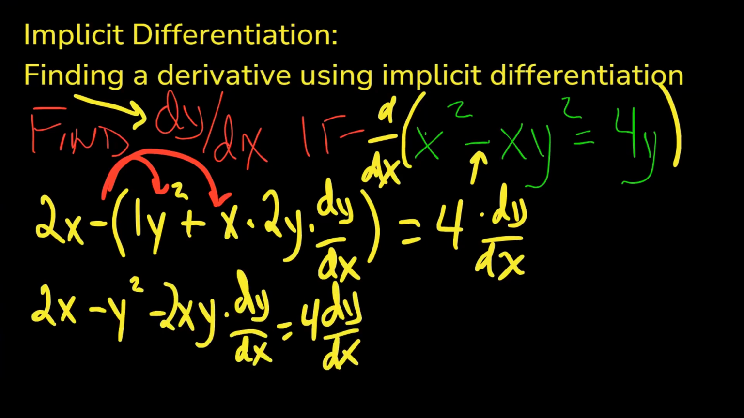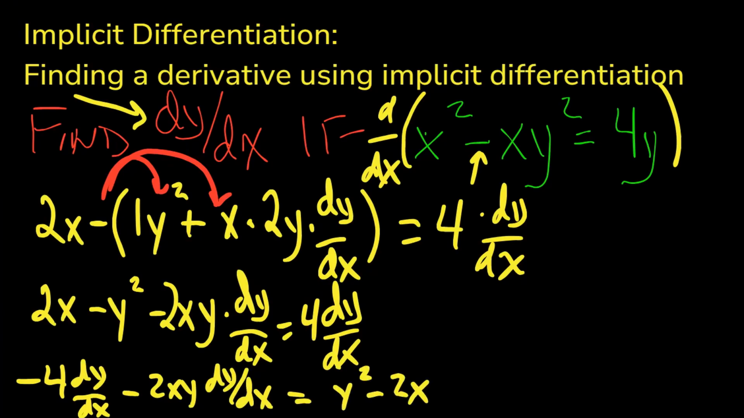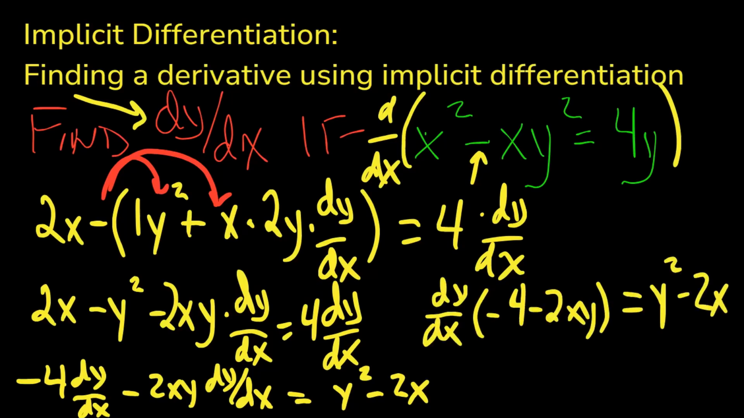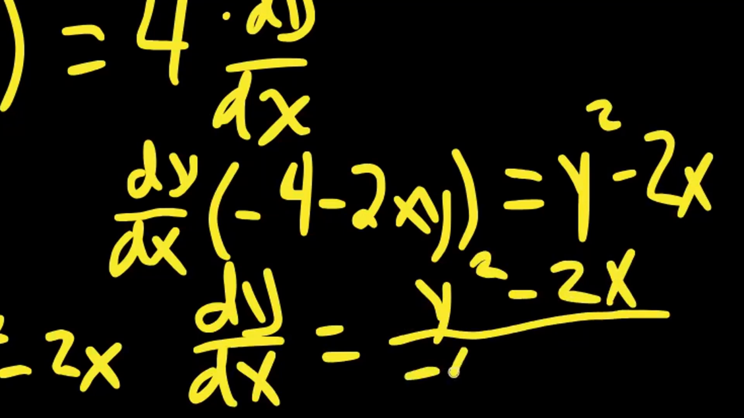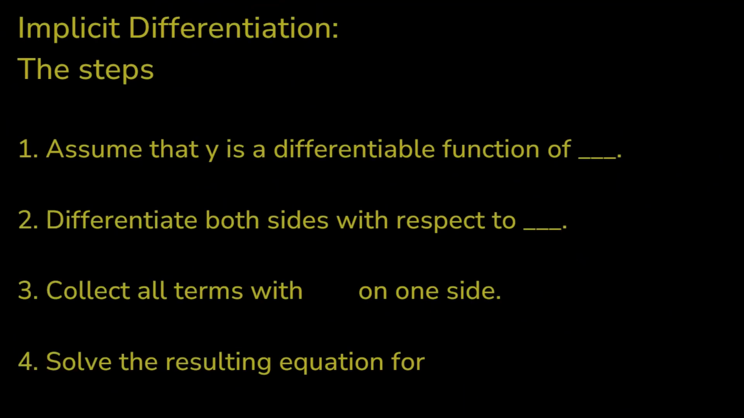Collect my terms with a dy dx on the left side and leave everything else on the right. So notice in the left side, we can factor out dy dx. So we will do that next. And then finally, to solve for dy dx, we divide by the quantity there. And there you go.